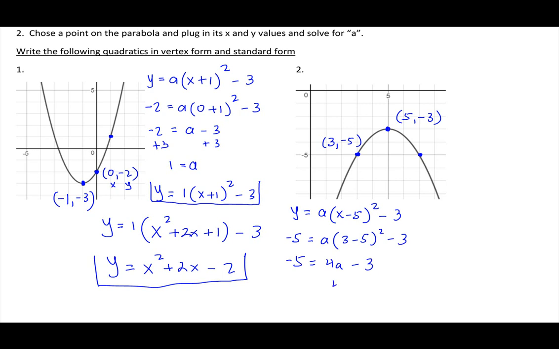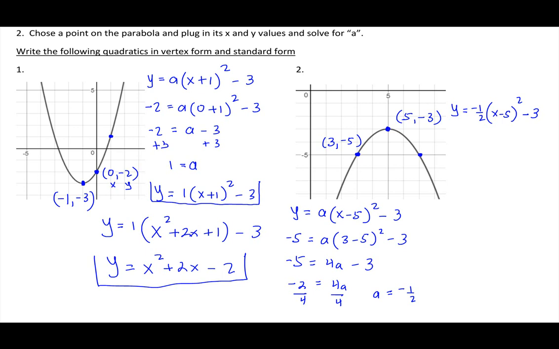I'm going to add 3 to both sides. I'm going to end up with 4a is equal to, I'm going to add 3 over here, I get -2. Divide by 4. So find out a is going to be -1/2. Okay, so that means my equation in vertex form, if I write everything, I'm going to end up with y is equal to -1/2 (x - 5)² - 3. So this is my equation in vertex form.